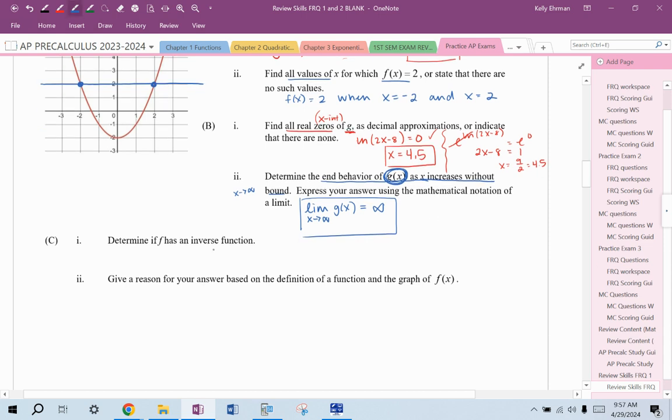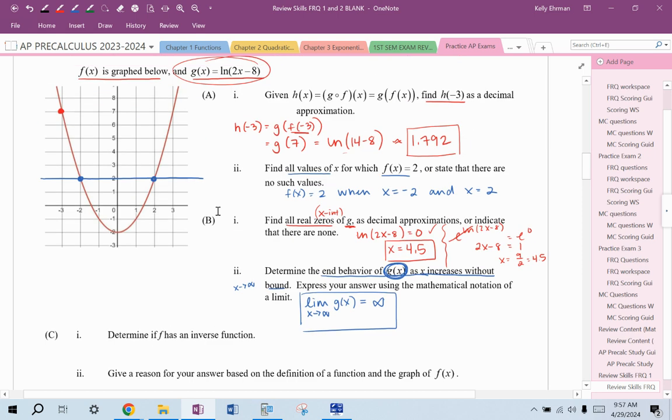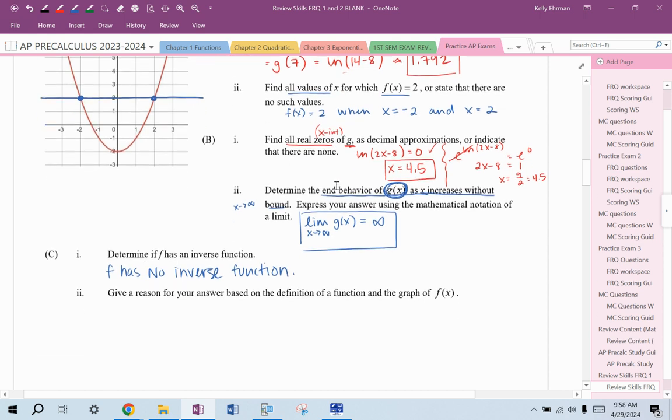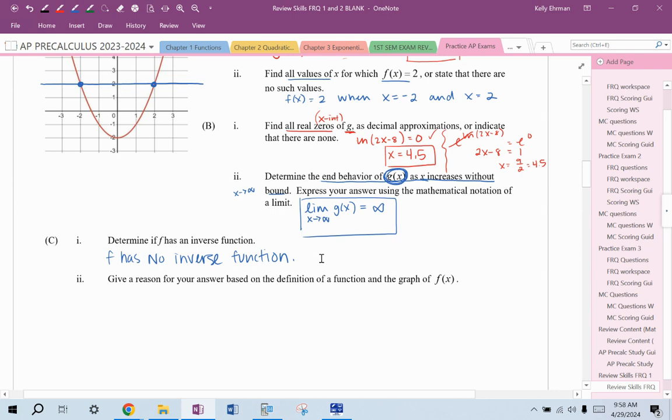Determine if f has an inverse function. Now, f is the graph. Yes, it's failing the horizontal line test. So I'm going to say f has no inverse function. I've been accepting yes or no answers here, but I think it's probably nicer if we write a sentence just to be safe. So f has no inverse function. Give a reason for your answer based on the definition of a function and the graph of f of x.